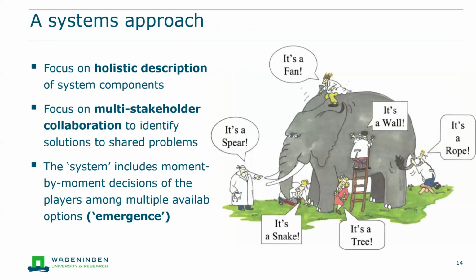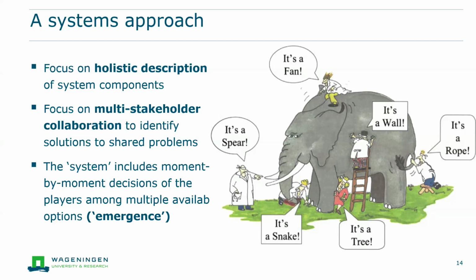So what does it then mean to take a systems approach? That means that in order to address these complex problems, you look at a holistic description of the components. So instead of looking at individual elements, like in the story of the elephant, it's a wall, it's a tree, it's a snake. If you're blindfolded, you maybe only see one component. But with the food system, the challenge is how can we see all of the components together so that we can make sense of it? And I think that seeing the different components and their relations is what food system analysis can bring to the table.